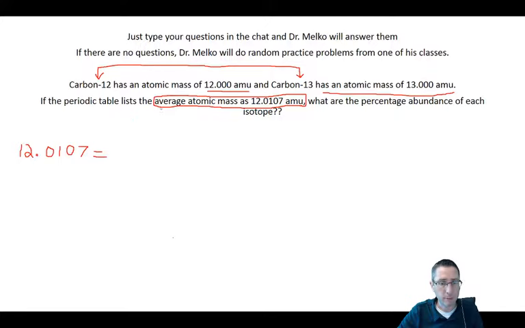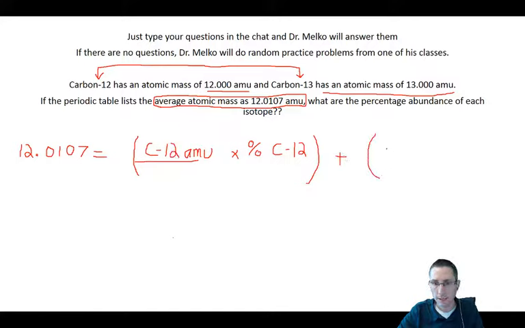But basically, this average atomic mass equals mass of isotope 1 in AMU, okay, times the percent of isotope 1. So I'll just write out generally what we're looking for here. Carbon 12 AMU times percent carbon 12 plus the analogous thing for carbon 13. So carbon 13's AMU, which we're given in the problem, times the percent carbon 13.